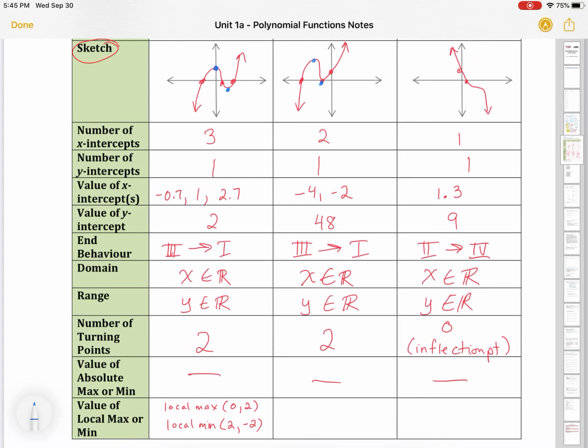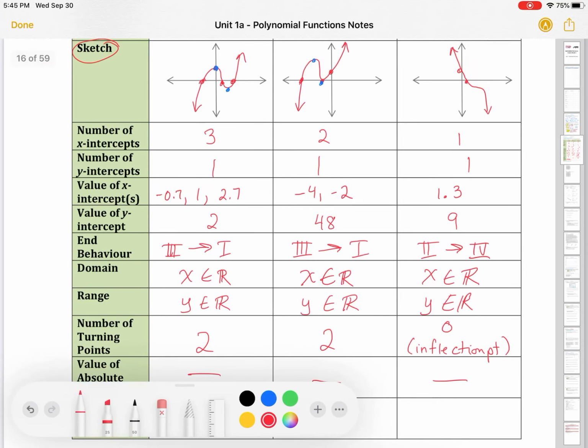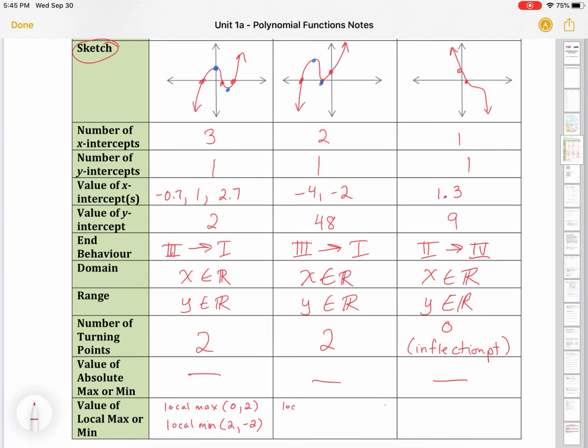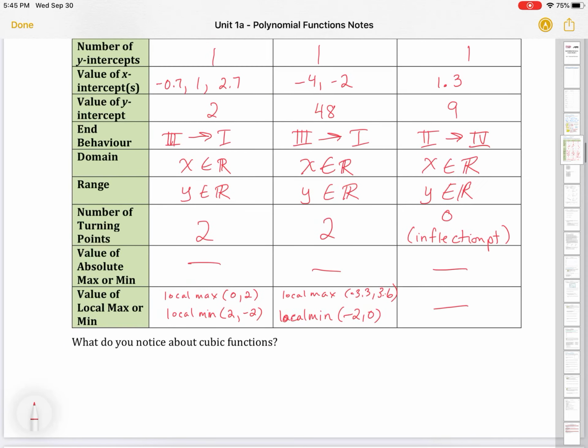Okay. For the second one, I have a local max here and here. So what are those points? Local max is at -3.3, 3.6, and you can use your calculator to find that using the trace function. And then I have a local min at -2, 0. I do not have a local max or min because I don't have turning points for that last one.